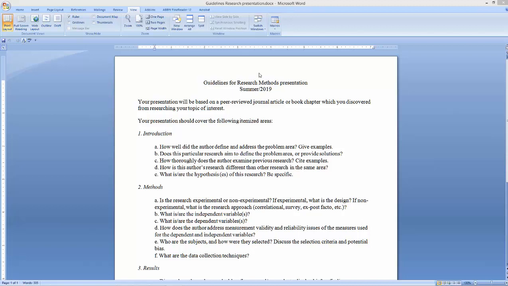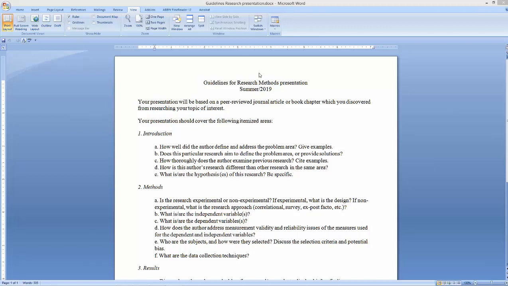So let me refer you to the on-screen document, Guidelines for Research Methods presentations. This is something that we went over in some detail during our last in-group meeting. If you'll remember, we reviewed various articles relative to each student's interest and research goals, and then searched for and found an appropriate article, and that article was the one that you are to use for your presentation at the end of the course.